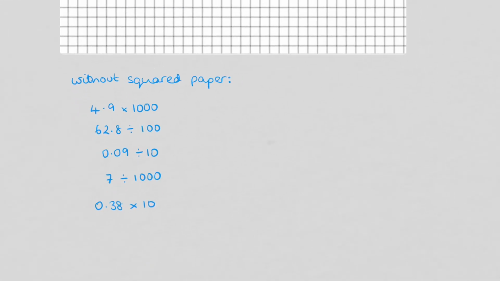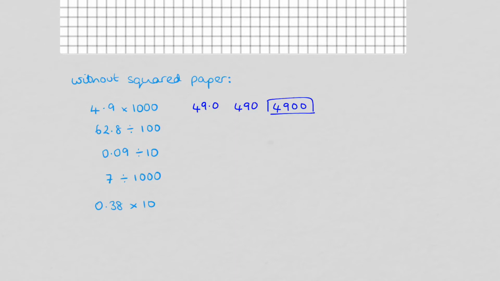Right, so I just use the squares there to give you an idea. So without squared paper, let's have a check. So 4.9 times 1,000. Okay, so when we are moving our digits to the left, you just need to think what happens each time you move them once. All right, so in 4.9, if you move the digits 1 place to the left, it would be 49.0, but we wouldn't need the 0. If you move 2 places, it'd be 490, and 3 places would be 4,900. So that's the answer to that one.